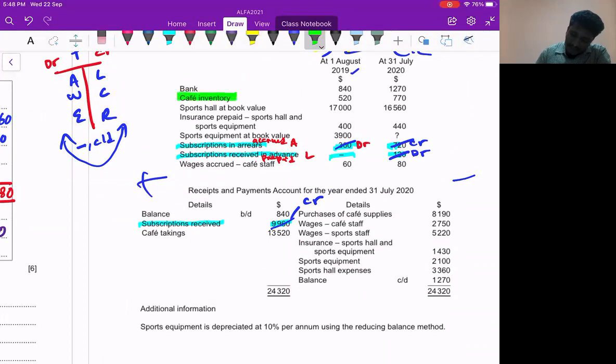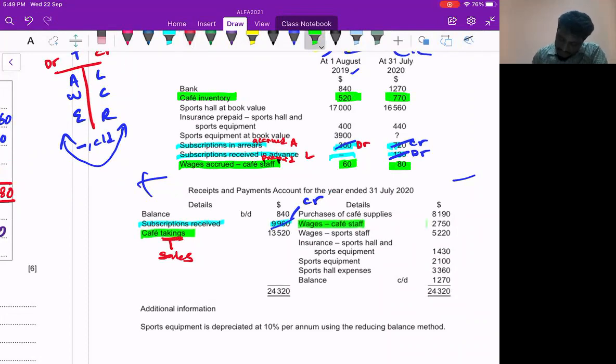First, I can see cafe opening inventory and closing inventory. I can see wages accrued for the cafe, opening and closing. Cafe takings. You remember or not? What is the meaning of takings? Takings means sales. Cafe takings means cafe sales. Remember this word.